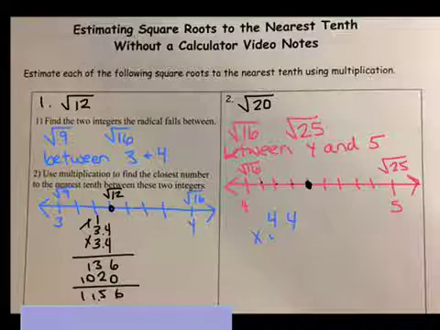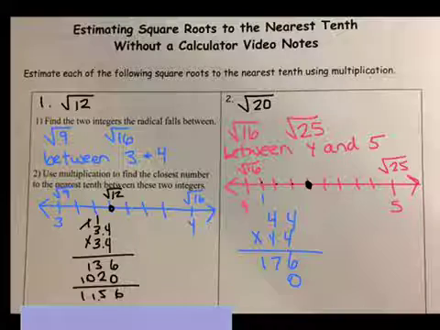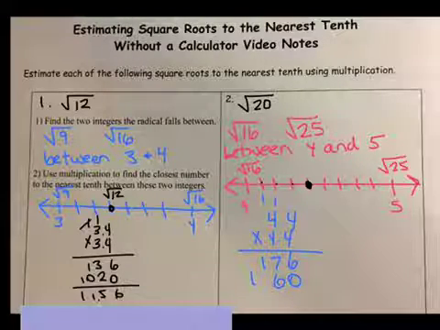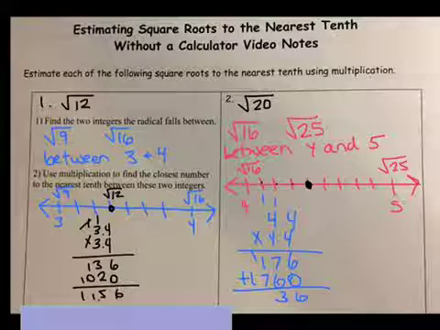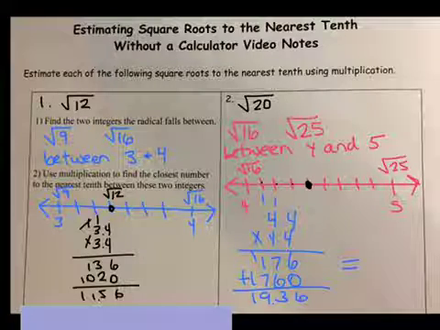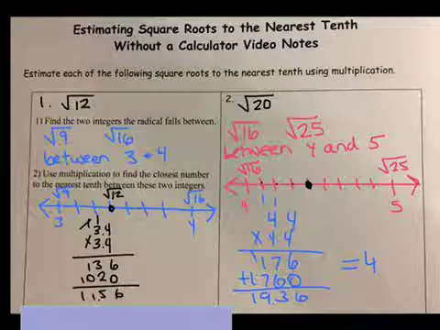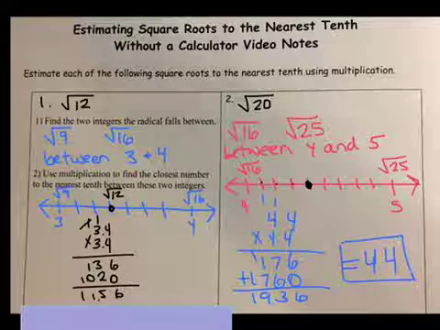So 4.4 times 4.4, for my answer, I get 19.36, or 19 and 36 hundredths. So that's pretty close to the square root of 20. So again, I guessed pretty well using my number line. So we can say it's approximately 4 and 4/10.